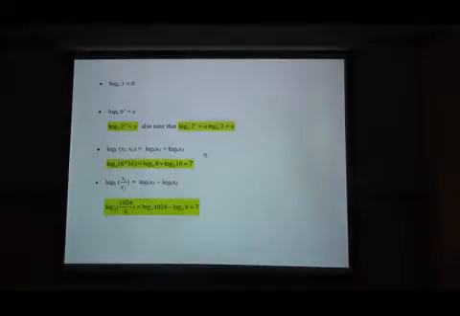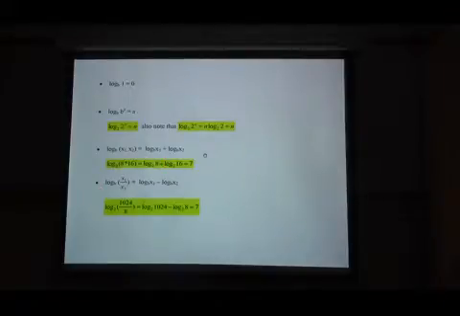The log of a product, the log of x1 times x2, is the sum of the logs of each of the factors. So, for example, the log of 8 times 16 is the log 2 of 8, which is 3, plus the log 2 of 16, which is 4. 3 plus 4 is 7. So the log of a product is equal to the sum of the logs of the factors.